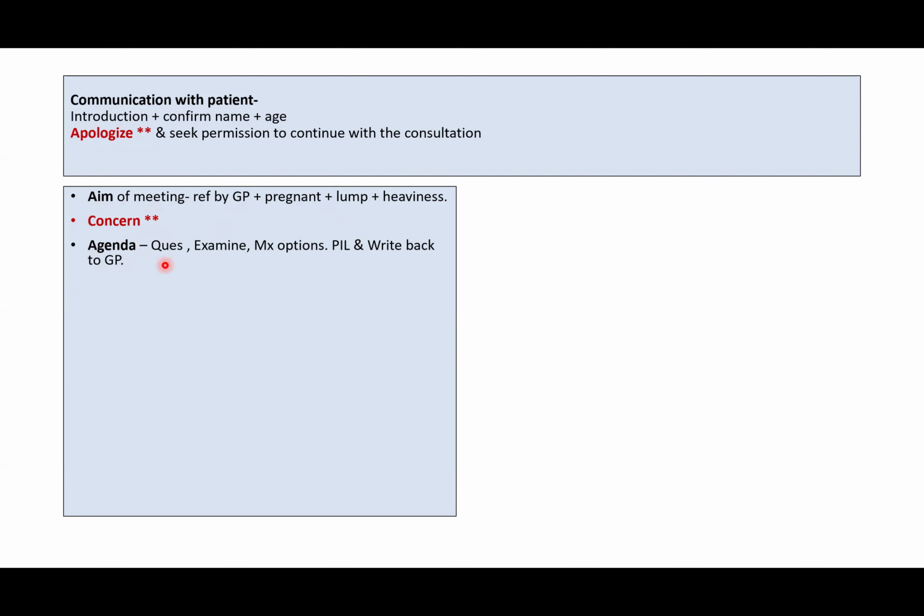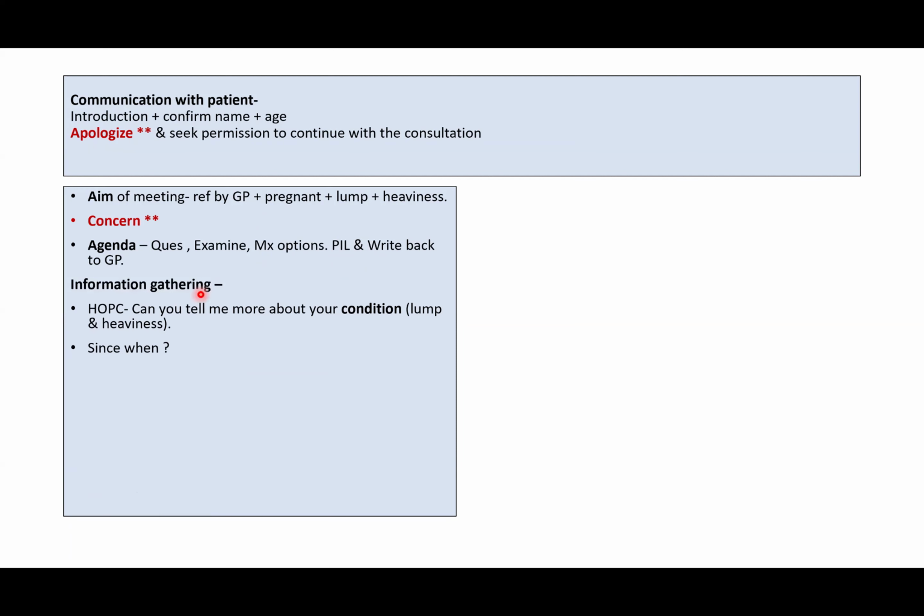So in a moment, I'll try to address all your concerns. Before that, is it okay if I ask you a few questions? I may need to examine you, and then I will discuss the management options. Will that be okay? I will also be giving you the written information leaflet and write back to the GP. Is that fine? So when you're talking about writing back to GP, it is communication with your colleague.